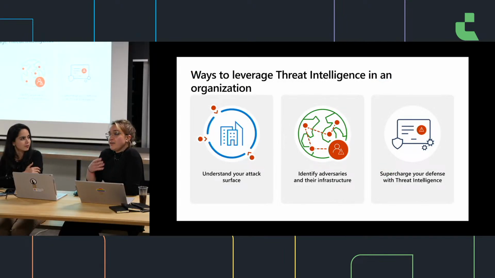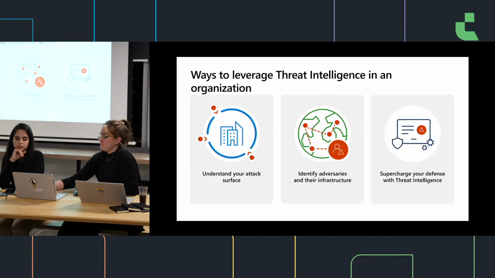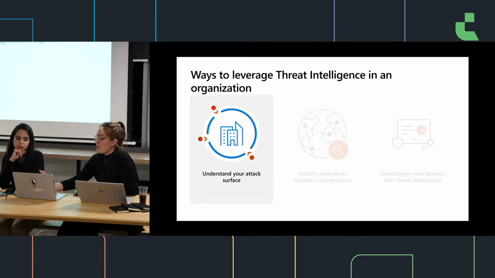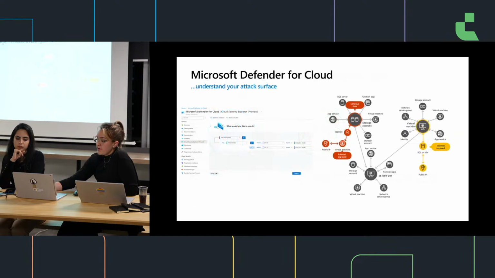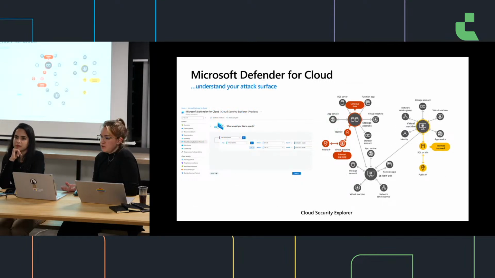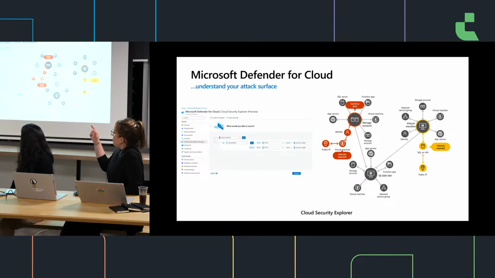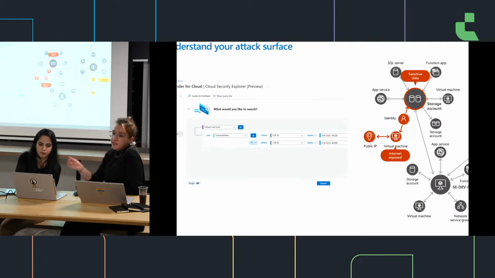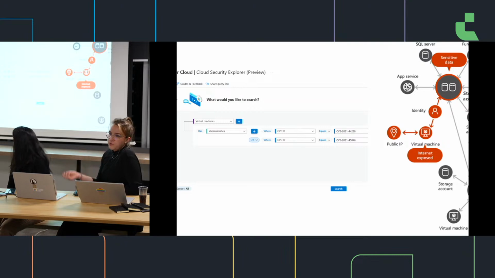Your attack surface to identify adversaries in the infrastructure, and in the end, how you can supercharge your defense with threat intelligence. Starting out with understanding your attack surface, one way to do this is using Microsoft Defender for Cloud. This is not necessarily a threat intelligence solution, but this is how you can identify what your weaknesses are in your organization. So for instance, the newly launched Cloud Security Explorer, which you see a screenshot of on the left, I've basically looked for the vulnerabilities that are common for Log4j, and with just a single click of a button, I would be able to find the virtual machines that are affected by this vulnerability.